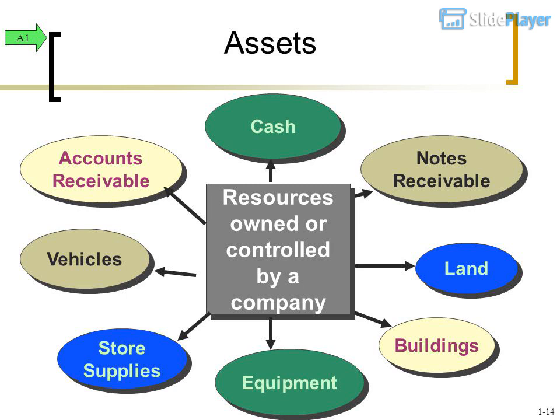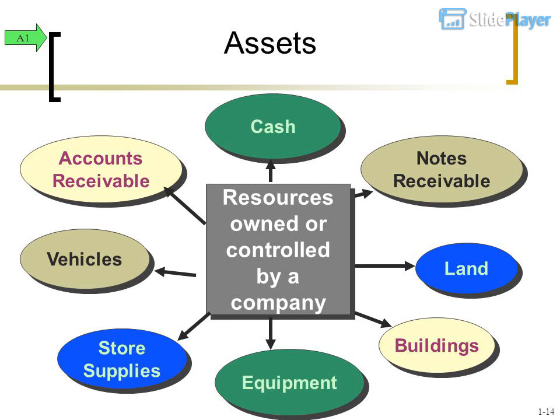Assets. Cash. Accounts receivable. Notes receivable. Vehicles. Land. Assets may be viewed as resources owned or controlled by a company. They include such items as cash, accounts receivable, amounts owed to the company by customers, land, buildings, equipment, and supplies. Store supplies.